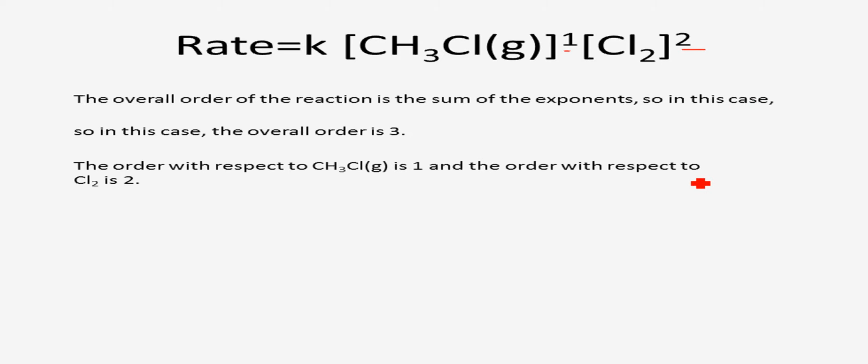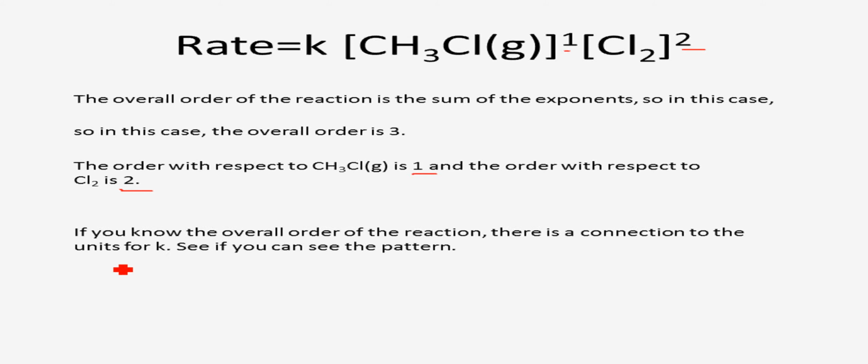And we can also say that with respect to CH3Cl, it has an order of 1. With respect to Cl2, it has an order of 2. And once again, if you know the overall order, look for a pattern for figuring out your units of k. See if you can see it. And that's your rate law.